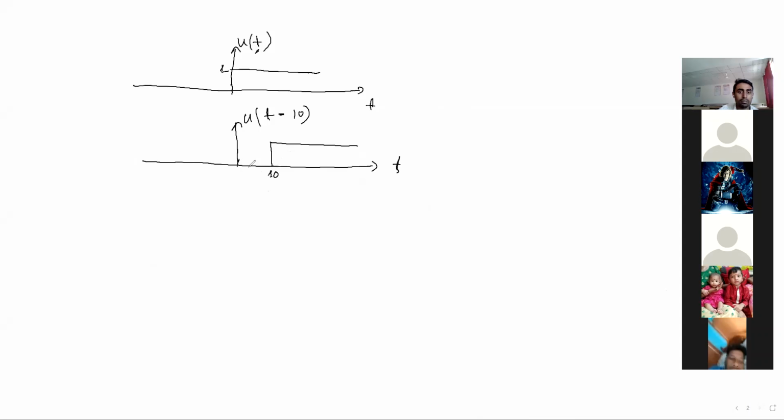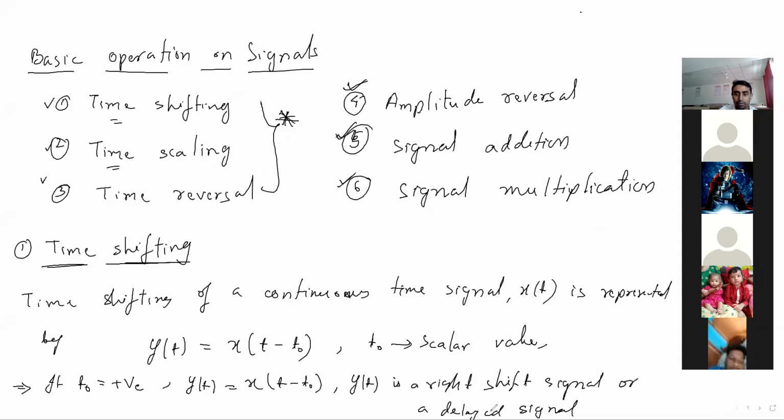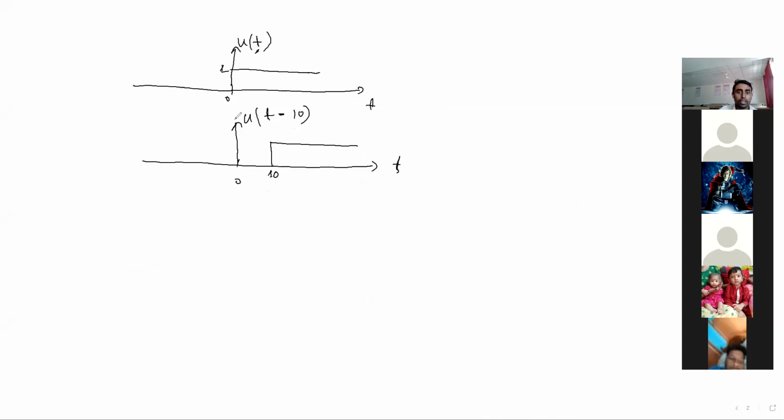10 seconds or something. Okay, this is a right shift. I am also saying that it is a right shift or delay signal. Why am I saying delay signal? Because it should start from 0, but it starts from 10. That's why I am saying it is a delay signal. So this is case number 1.